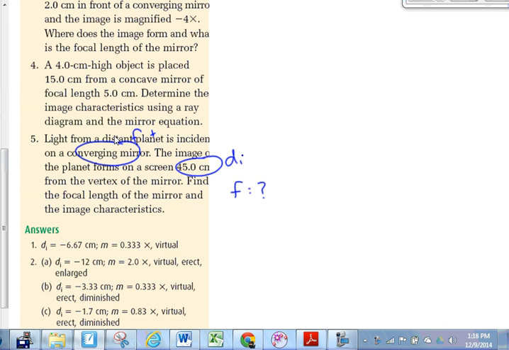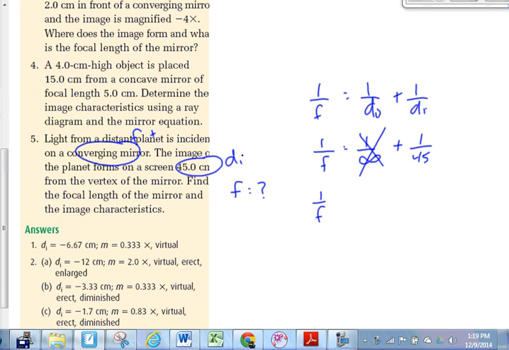So what we're going to say here, guys, is 1 over f is equal to 1 over do plus 1 over di. 1 over f is equal to 1 over, call it infinity if you want. Do is not really infinity because it's just a big number. But whether it's 10 to the 11 meters or infinity doesn't really matter, because that gives you a number that's pretty much equal to 0. Di is 45 centimeters. That's a small number, but it's not close to 0. So 1 over f becomes equal to 1 over 45. That means f is equal to 45 centimeters. So the focal length is 45 centimeters.